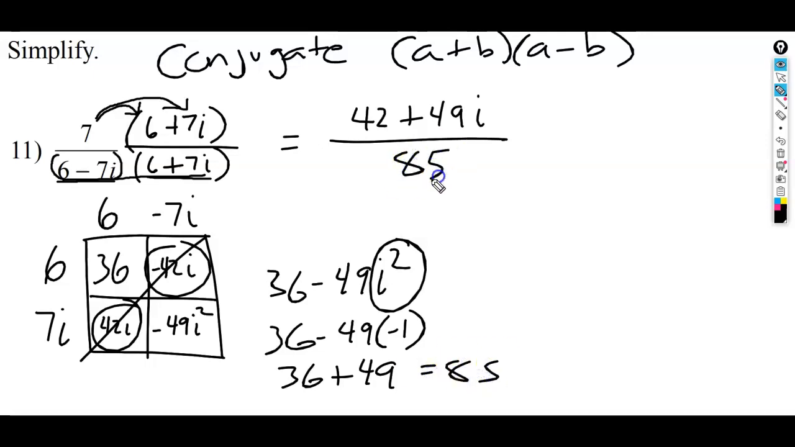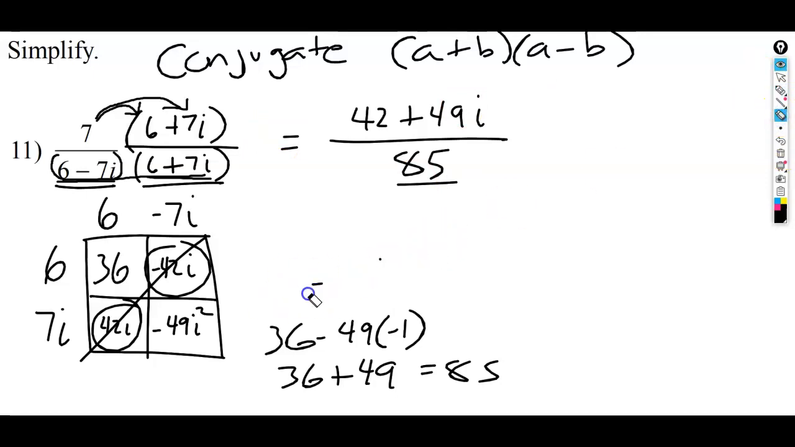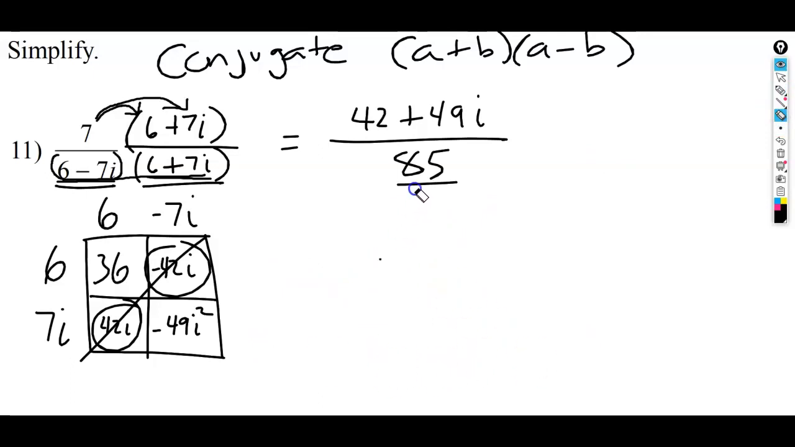So notice that there's no more i on the bottom. When you multiply a complex number by its conjugate, you end up with a real number with no imaginary part anymore. That's the big aha there. Now sometimes you might need to reduce these afterwards though.